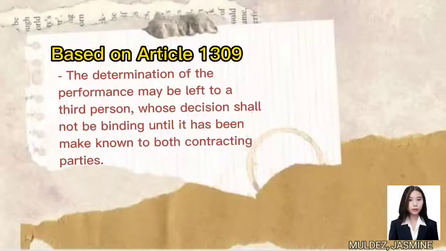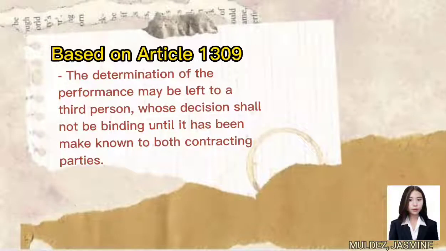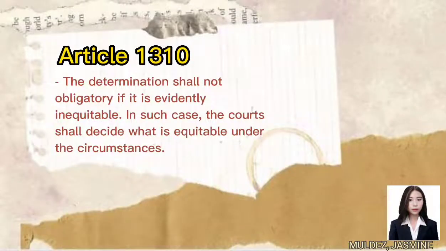Based on Article 1309, if ever the two parties ay di magkasundo, pwedeng ibigay ang determination ng validity or compliance ng specific stipulation within the contract to a third person. But even if you give it to a third person to decide kung anong magiging stipulation or magiging itsura ng contract, kailangan ng third person na i-communicate pa rin ito sa dalawang parties. At dapat ultimately ay mapagkasunduan ng dalawang parties dahil kung hindi, ito ay hindi pa rin magiging valid. And according naman sa Article 1310, kung sakali na di pa rin magkasundo ang dalawang parties, they can go to court and then determine kung ano yung magiging equitable.